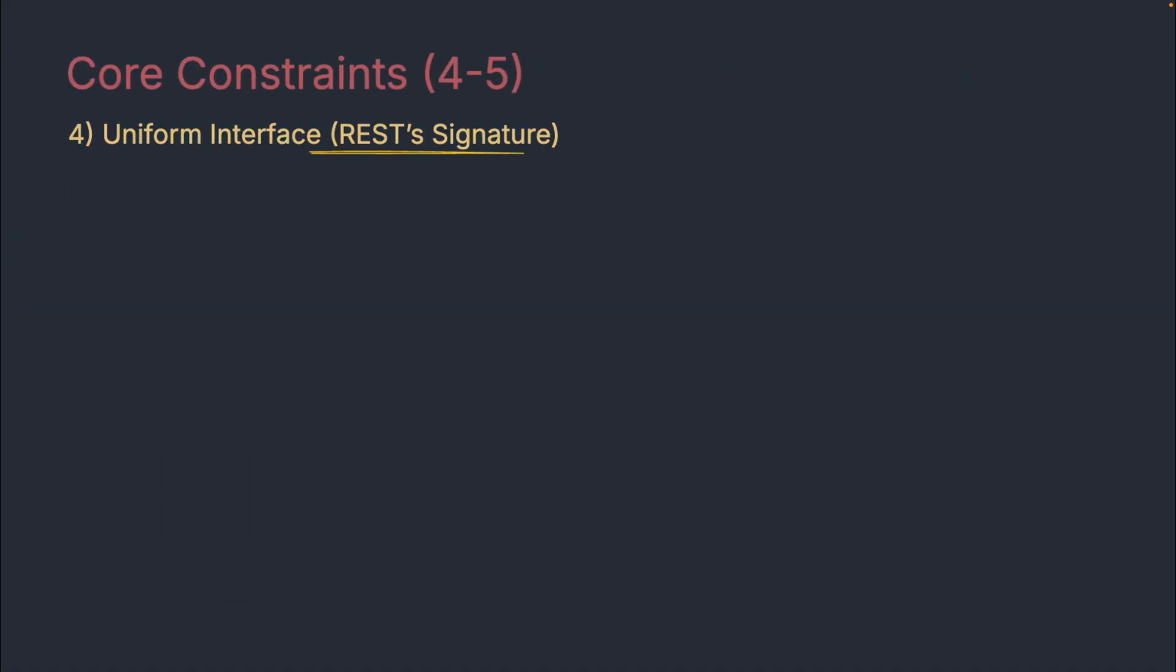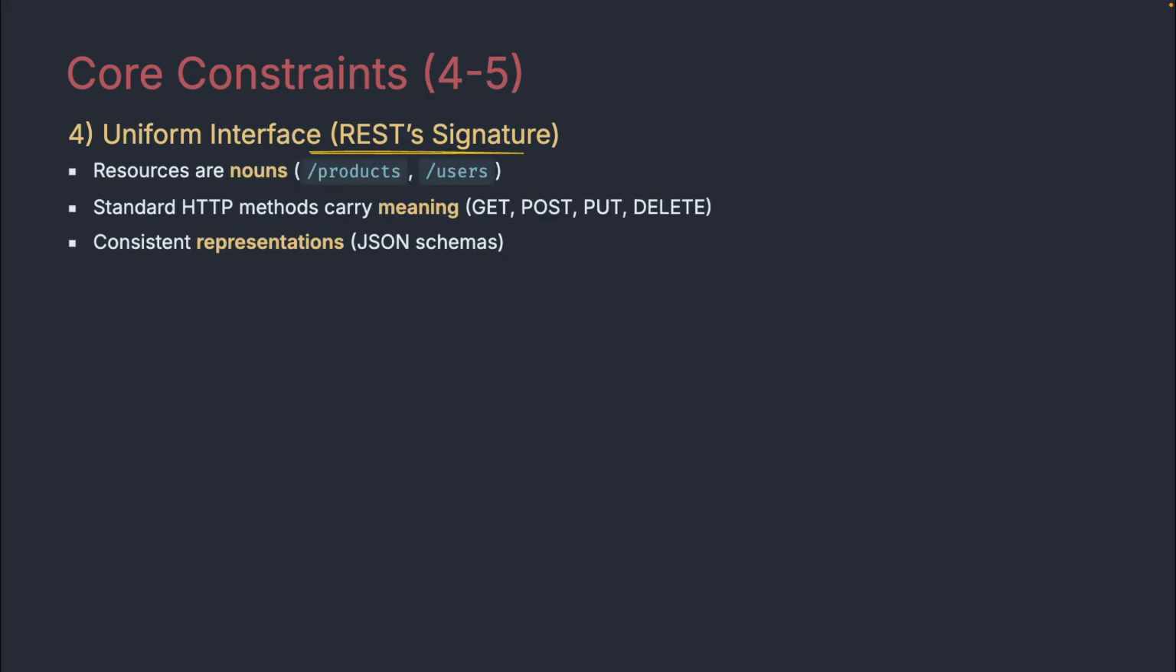Now, number 4, uniform interface, REST signatures. Resources are nouns, like products, users. Standard HTTP methods carry meanings: GET, POST, PUT, DELETE, and consistent representation in JSON schemas.